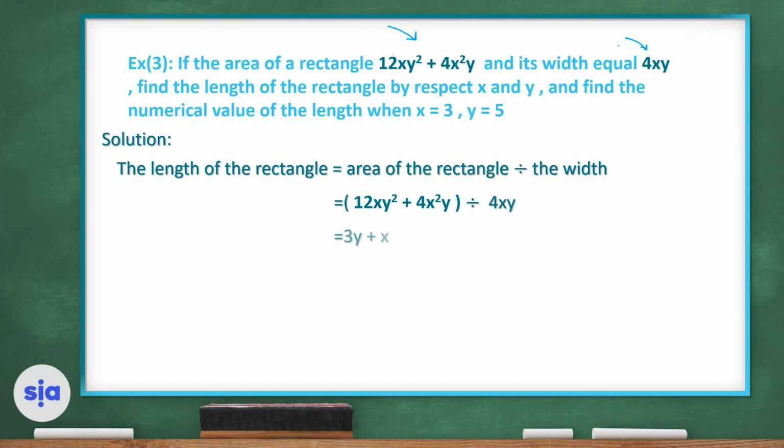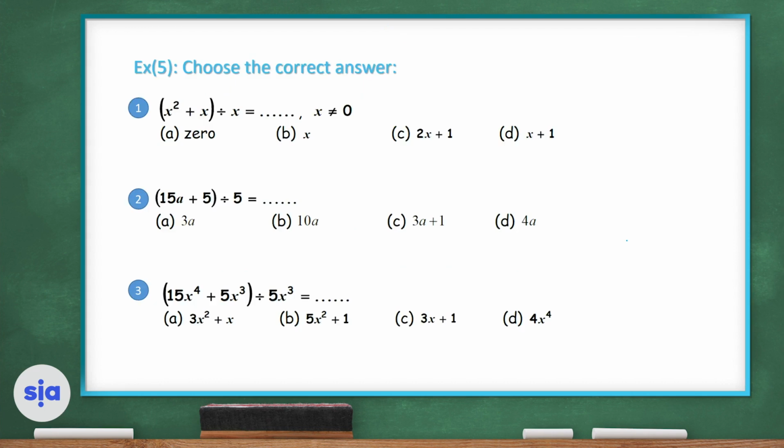We'll take every part and divide it by the monomial. 12 divided by 4 is 3, x over x is 1. Y squared over y is y. Same thing in here. 4 divided by 4 is 1. X squared over x is x. Y over y, they're crossed out together. Then the question wants me to find the numerical value if you substitute x by 3 and y by 5. So it will be 3 times 5 plus 3, which is 18 centimeters, and that's the length of the rectangle.